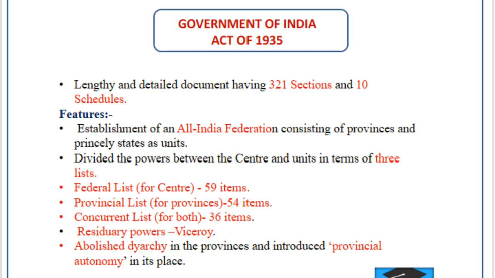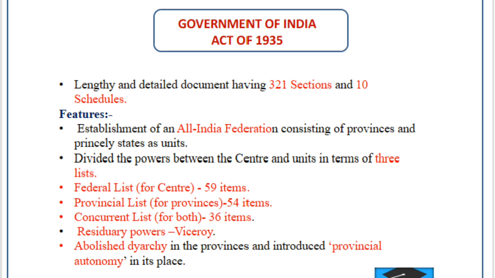This act divided the powers between the centre and units in terms of 3 lists. That is, a federal list for the centre with 59 items, a provincial list for provinces with 54 items and the concurrent list for both with 36 items. This marked the beginning of the separation of the list between the central and state. Residuary powers were given to the viceroy. However, the federation never came into being as the princely states did not join in it.